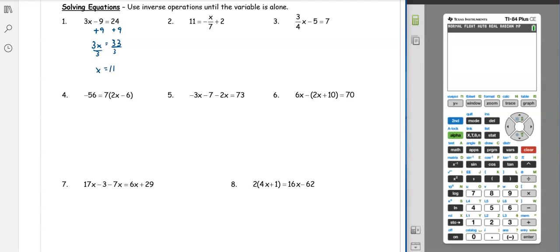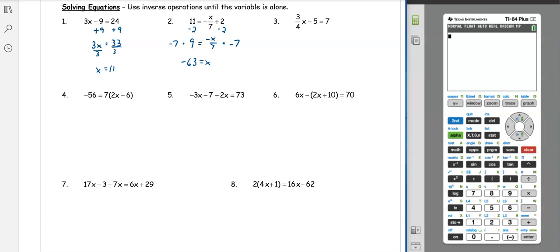In number two, in order to solve, first we want to move the 2 by subtracting from both sides. 9 equals negative x over 7. So because it's x over 7, that's division, so we're going to multiply by 7 on both sides. But there's also a negative sign there, so we also want to multiply by negative 7 so we can get a positive x. So when we multiply by negative 7, we get negative 63 is equal to x.